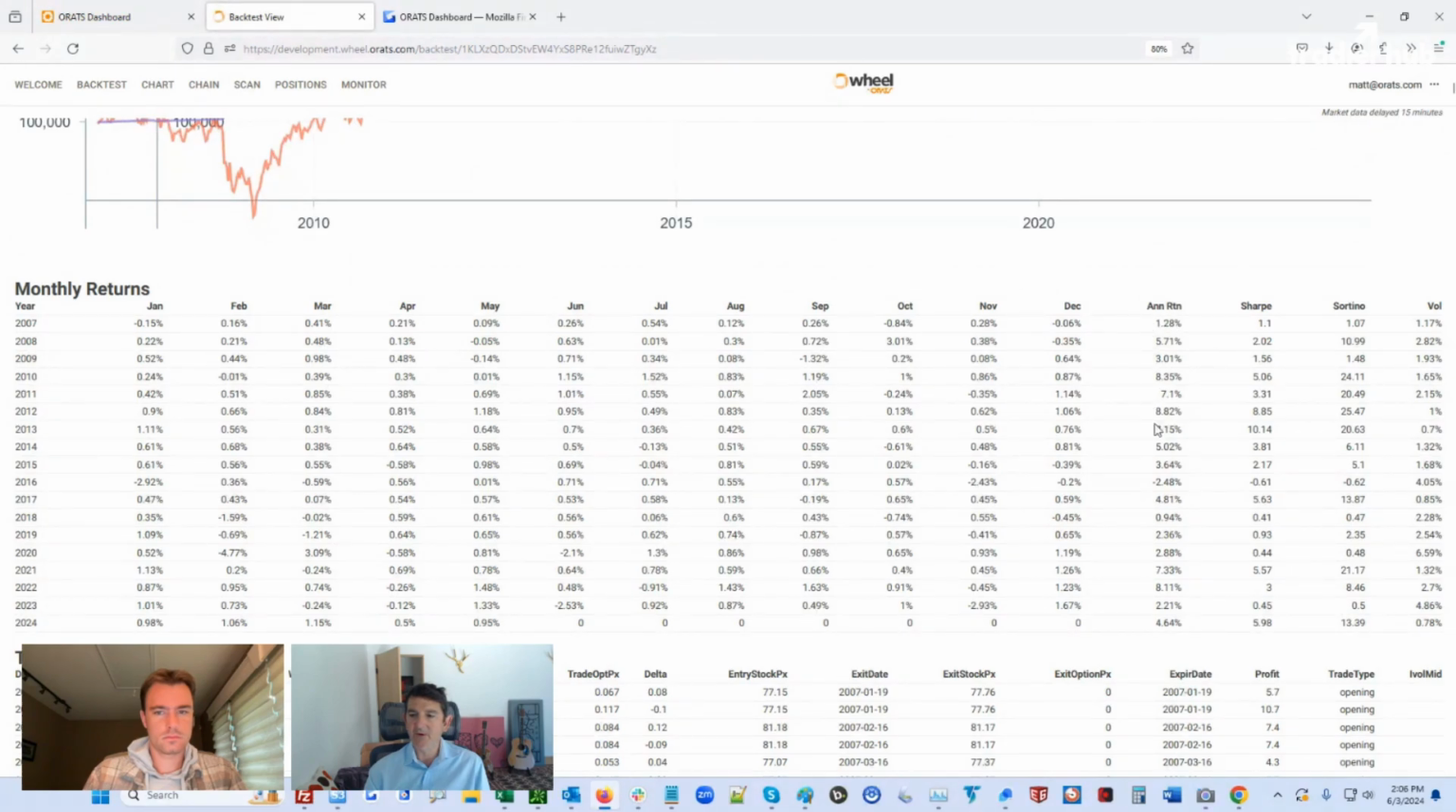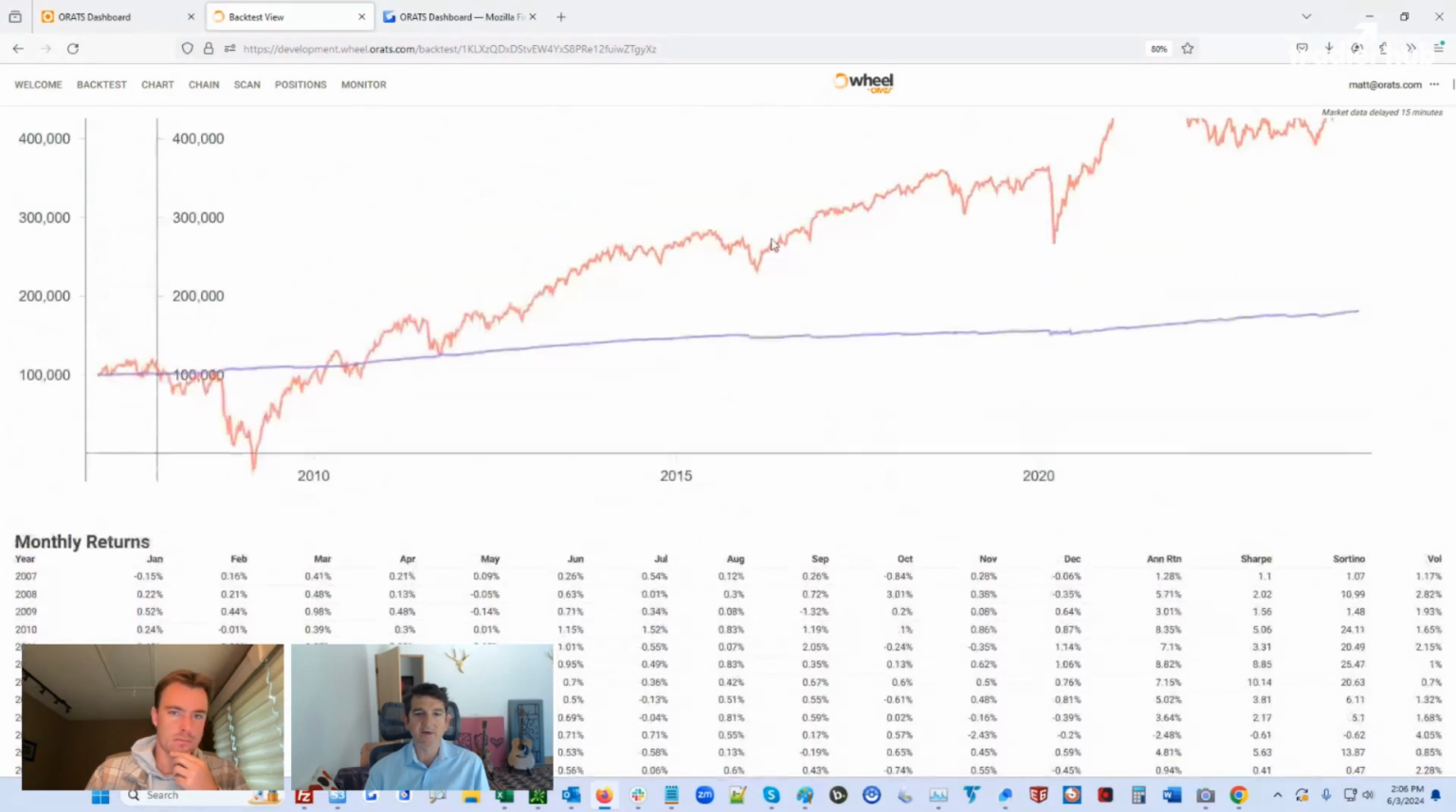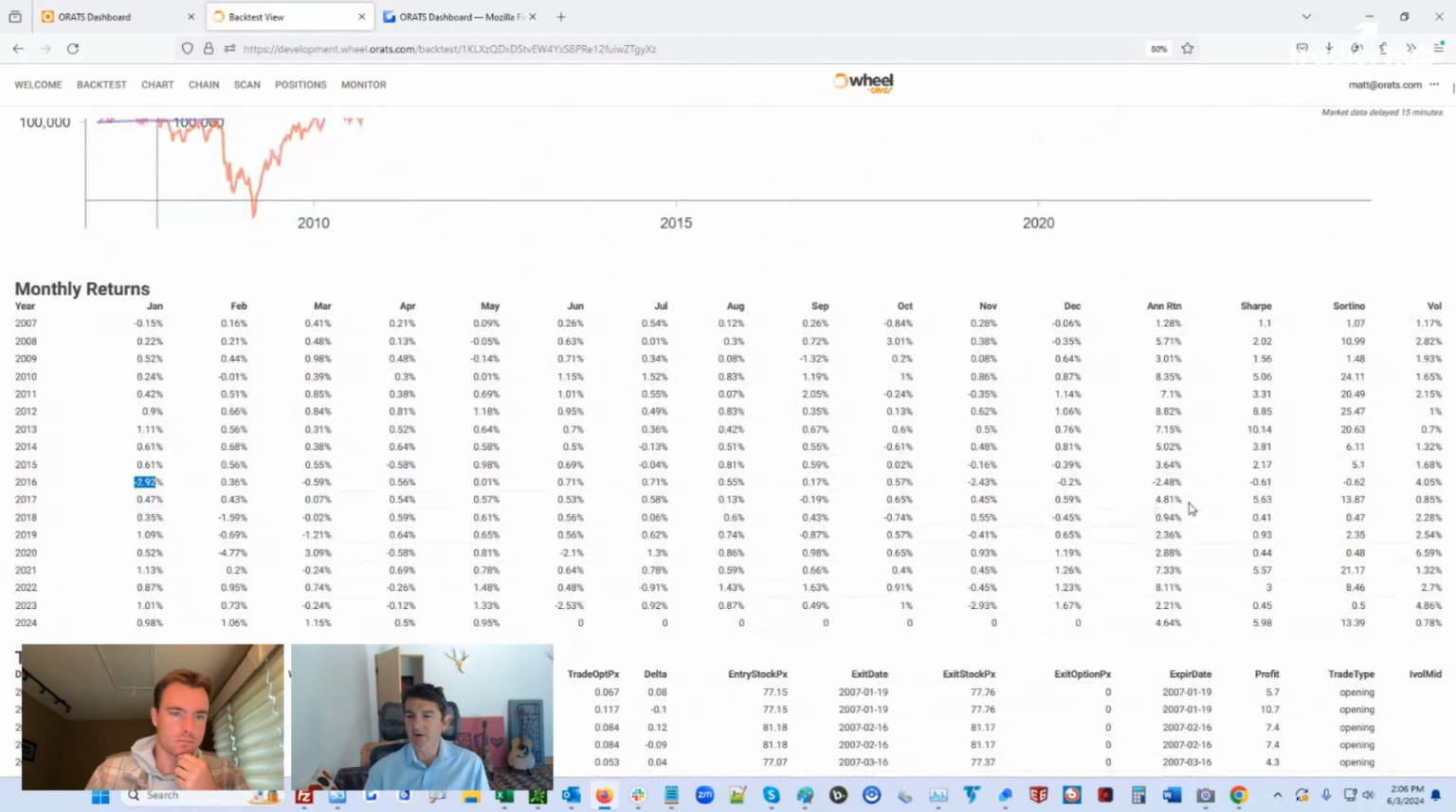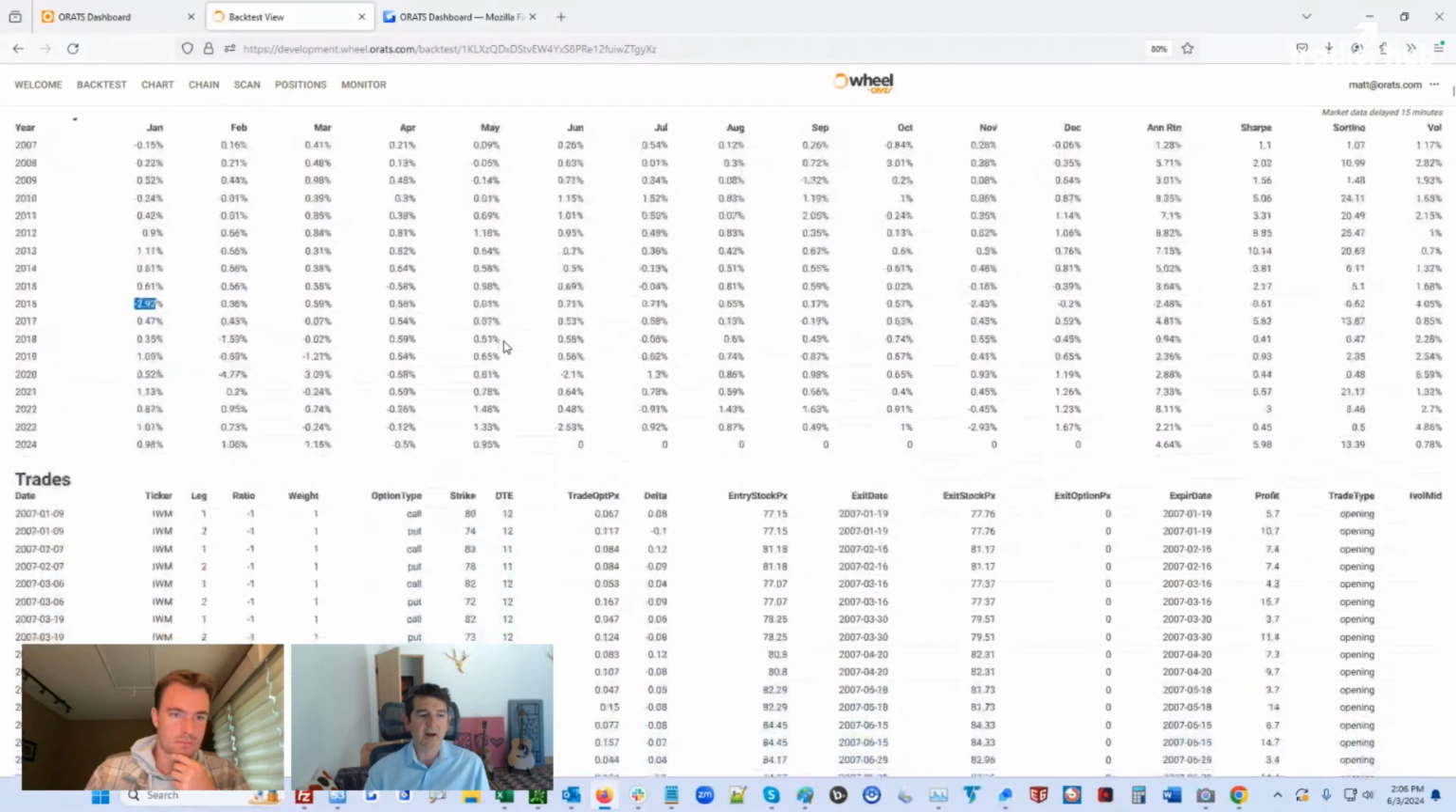So these are the annual returns here. The only losing year was, interestingly, 2016. We rarely see that. This is IWM, so it was a little bit crazy. 2016 was a little different for IWM than many people are familiar with for SPY. But this is the kind of strategy that you like.